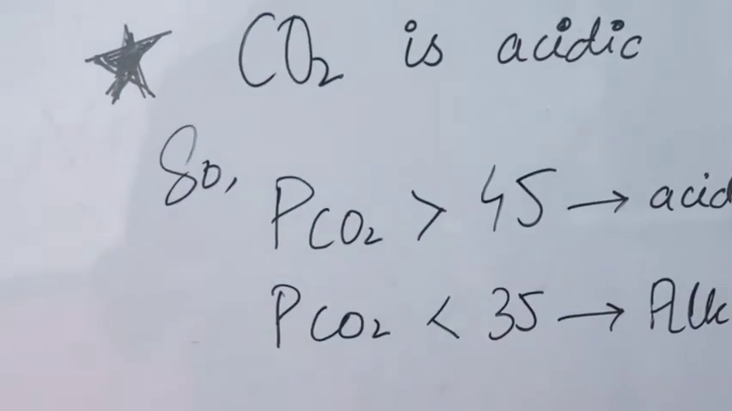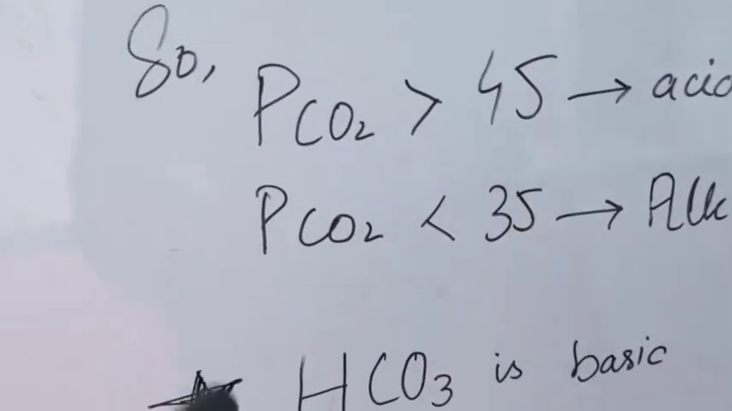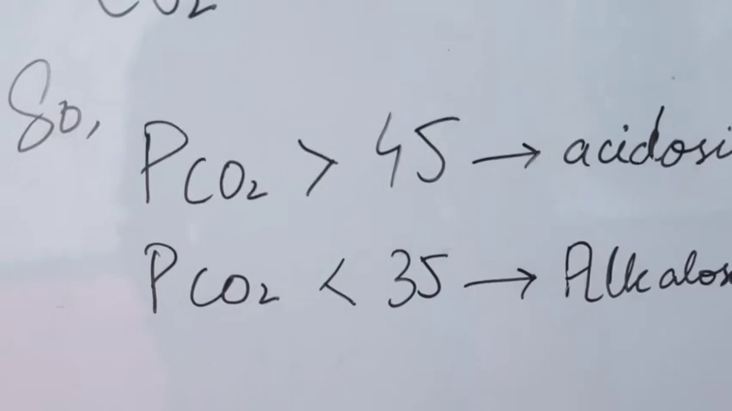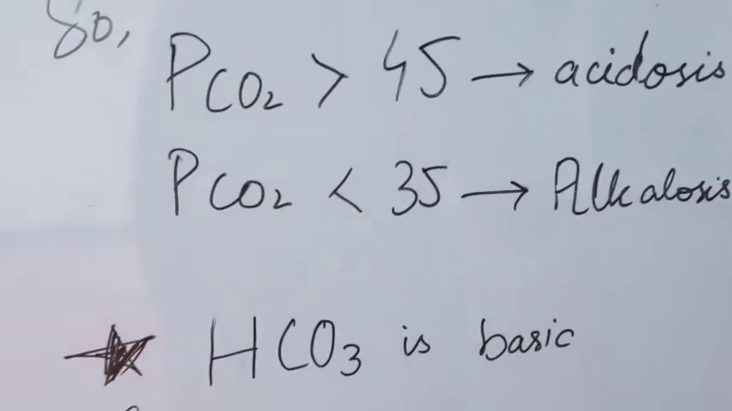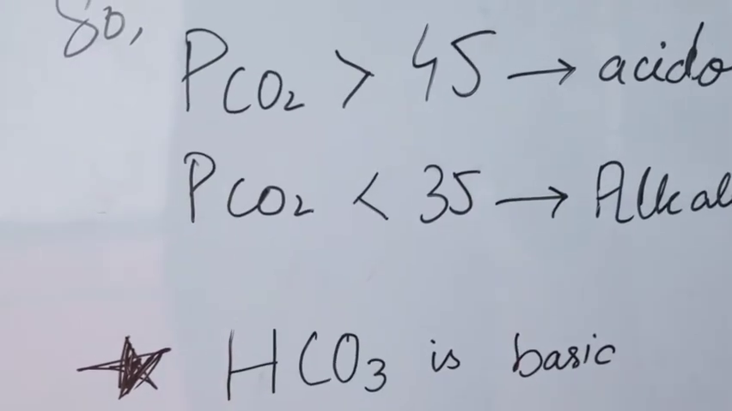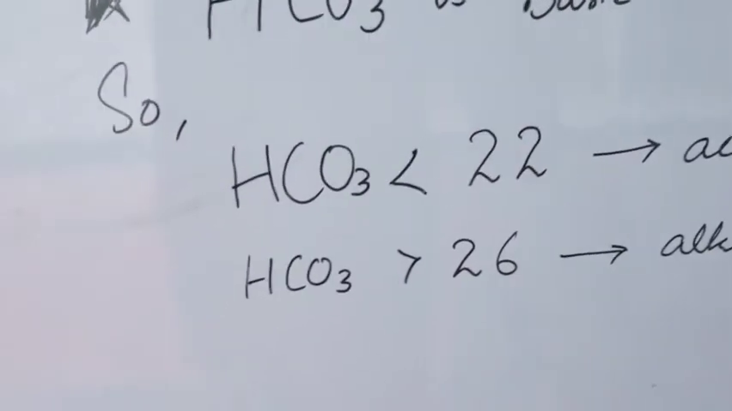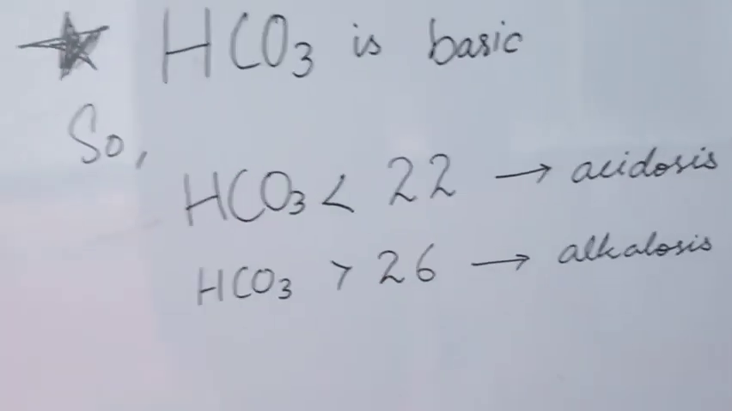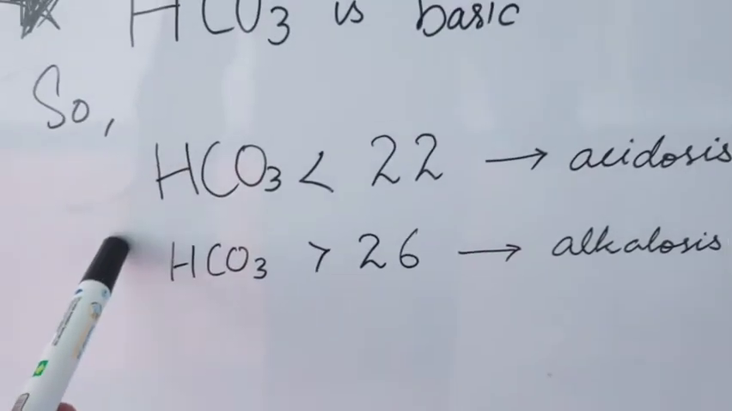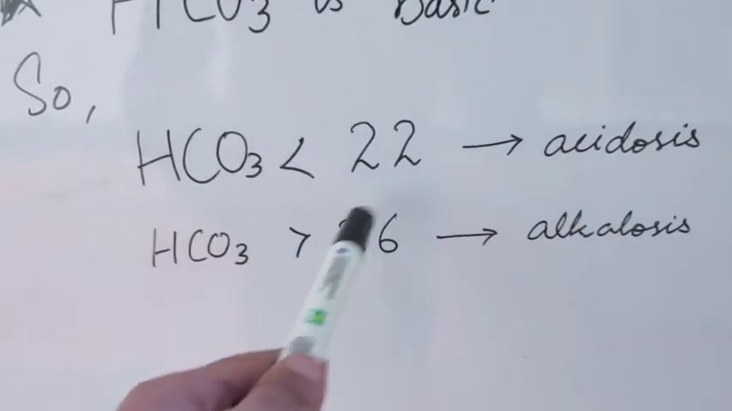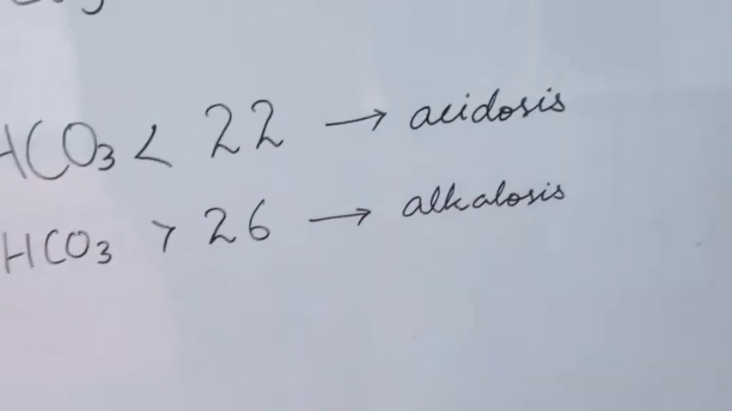The next thing, you must know that carbon dioxide is acidic. So when the partial pressure of carbon dioxide is more than 45 millimeters of mercury, we will call it acidosis. When the partial pressure of carbon dioxide is less than 35, we will call it alkalosis. Bicarbonate is basic, so increasing its quantity makes the blood more alkaline, more alkalosis. So when the bicarbonate concentration is less than 22, we will call it acidosis. When it is greater than 26, we will call it alkalosis.